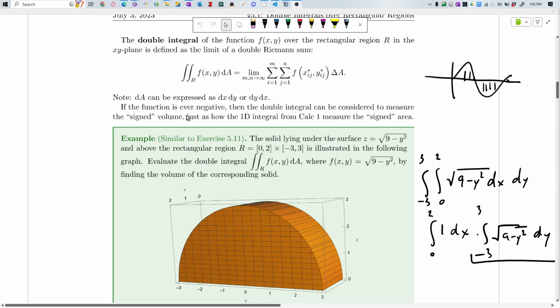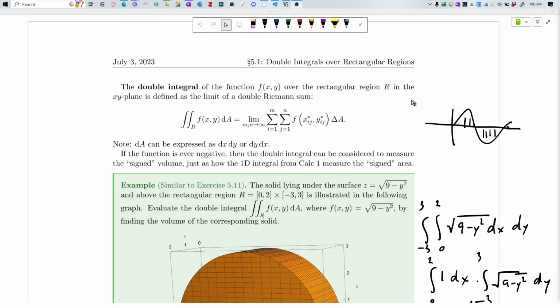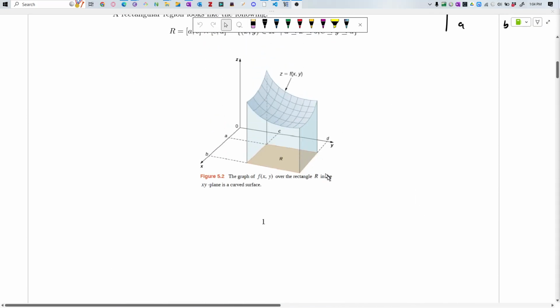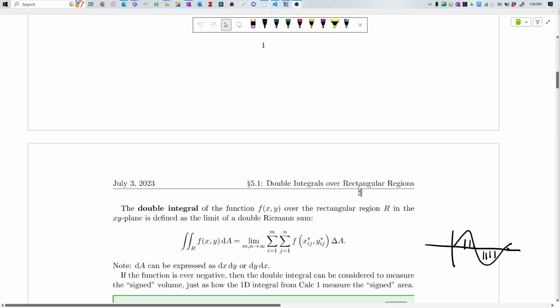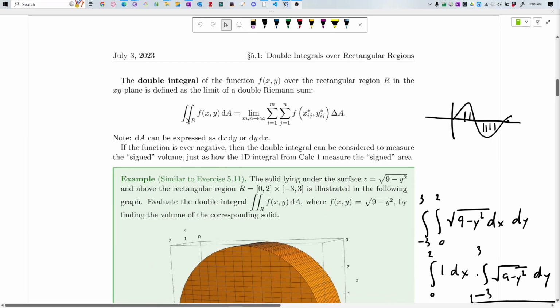In this paragraph, I'm just saying that, just as integrals in one dimension measured the signed area, so if parts of your curve dipped below the x-axis, that piece of area was treated negatively, the same thing happens with surfaces. If your surface dipped below the xy plane in this picture, that would be treated as though it had negative volume. That is what the double integral is computing.